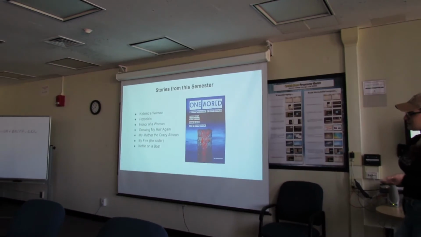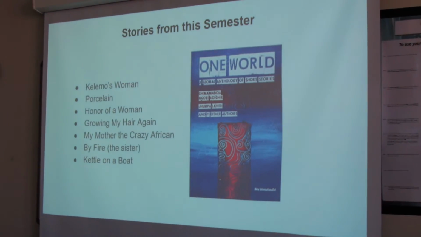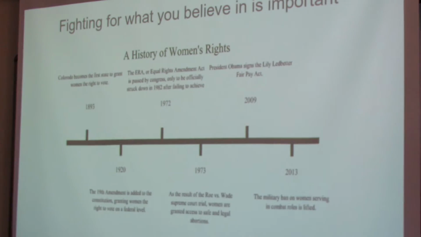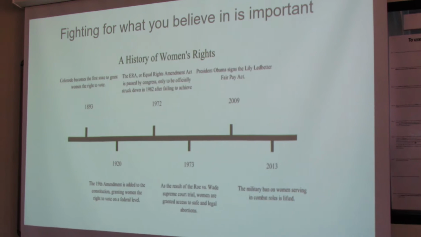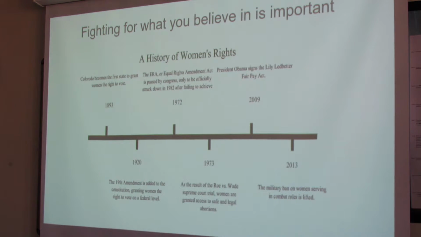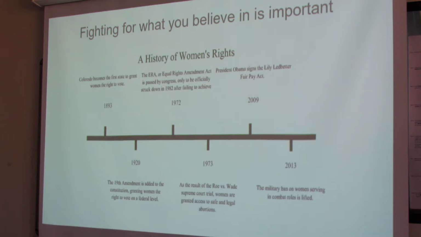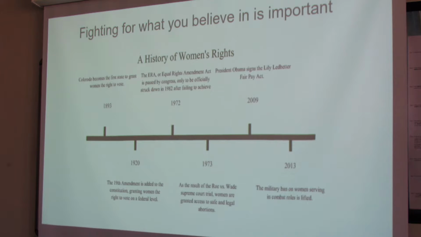So a lot of the stories that we read this semester from the book had talked about gender roles in one way or another. In the United States, we have a long history of fighting for women's rights, and it's important to fight for what you believe in and what's right. And so we had, in the 1920s, suffrage. In the 1970s, we had the Equal Rights Amendment Act. But women all over the world don't have these same rights.